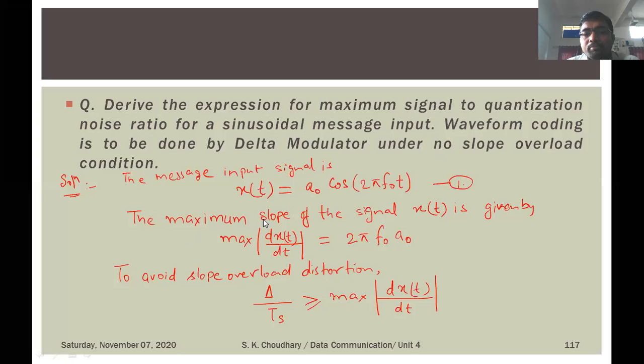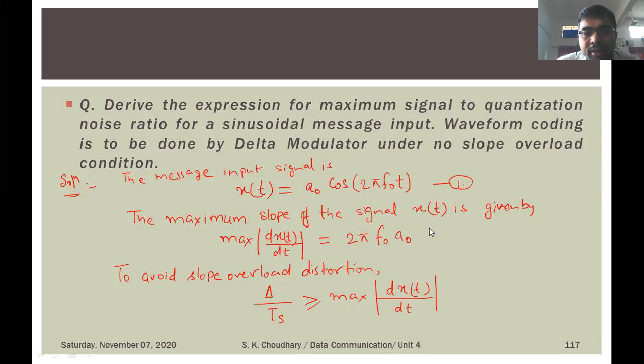Now we have to take the maximum slope of the signal x(t). We have done some theory that the maximum slope of a message signal is dx/dt. For finding the slope, we have to differentiate the signal.